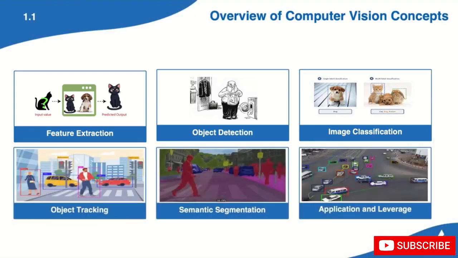Object tracking. This involves the ability to monitor and trace the movement of objects as they traverse through consecutive frames of the video. Semantic segmentation. This is a technique which takes object analysis to a whole new level. It does this by labeling each and every pixel within an image with its respective category. In simple words, it is all about a higher level of image analysis.